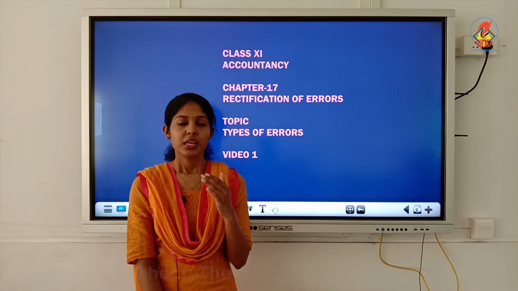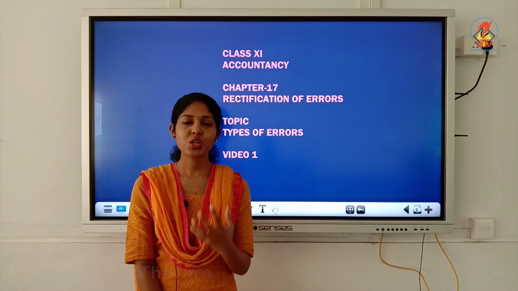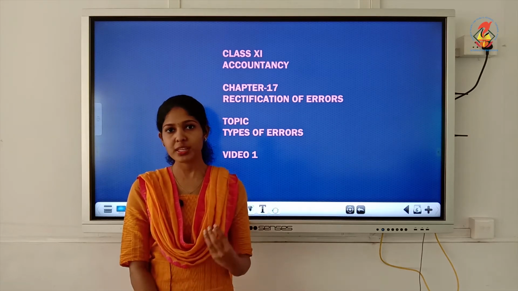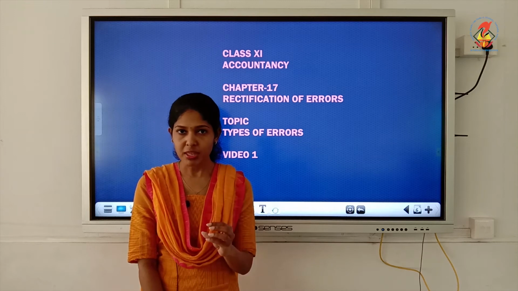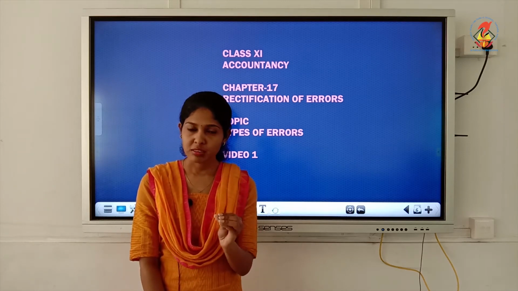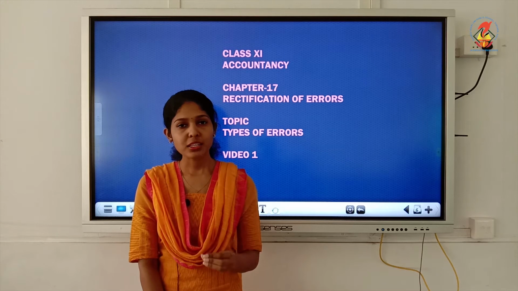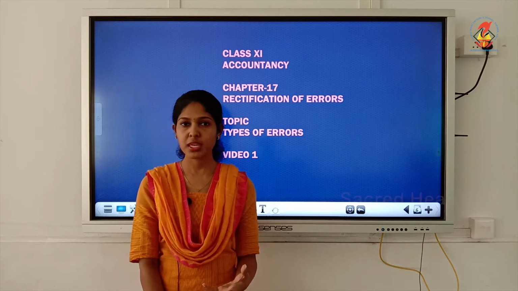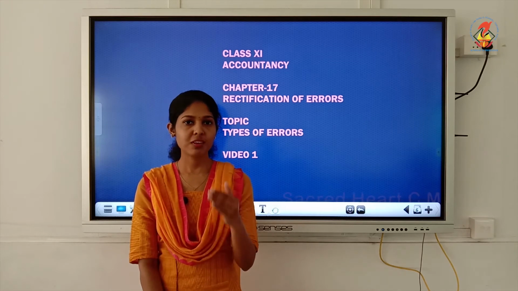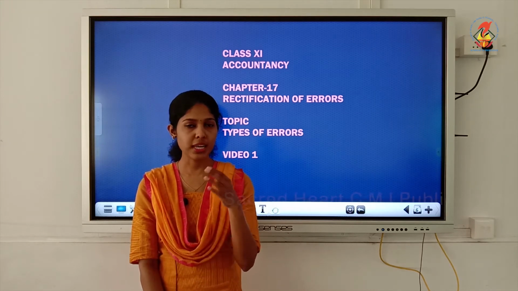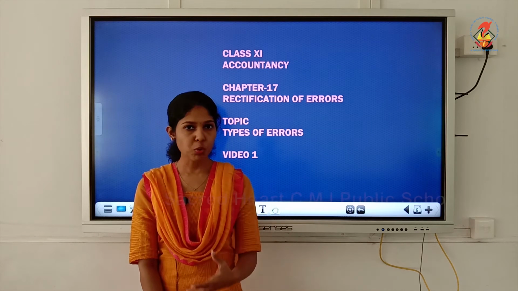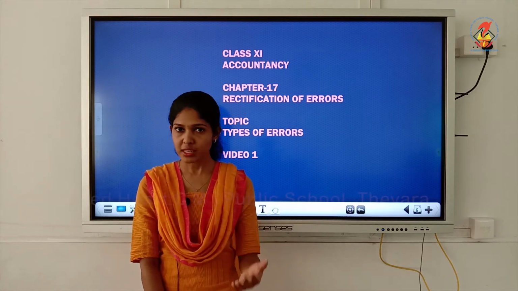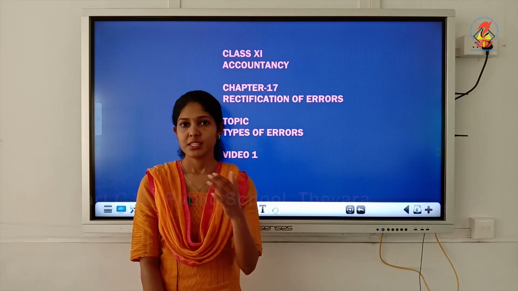Okay. Now, what is the meaning of trial balance? You have learned this chapter before, trial balance. What is its meaning? It is a statement prepared to check the arithmetical accuracy of the books of accounts. Arithmetical accuracy means whether the journal entries recorded in the journal and the postings made in the ledger are correct or not. We are checking this by preparing the trial balance.